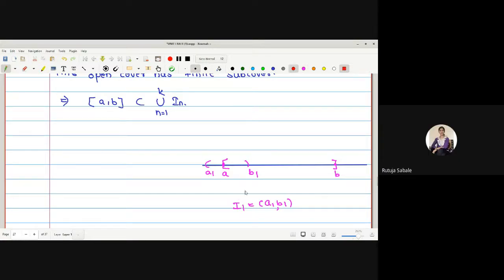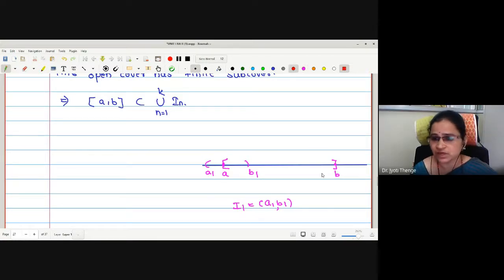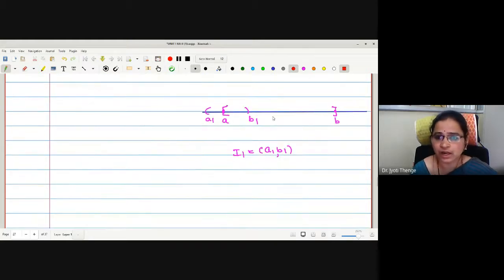Yes, ma'am. This is my first. Now, if B1 is less than B, if B1 equal to B, process ends. But if B1 less than B, we want to find out one more interval. Let me find out one more interval, say I2, written by A2, B2, such that this is going to cover B1. Therefore, what is my interval now? Here it is A2, B2.